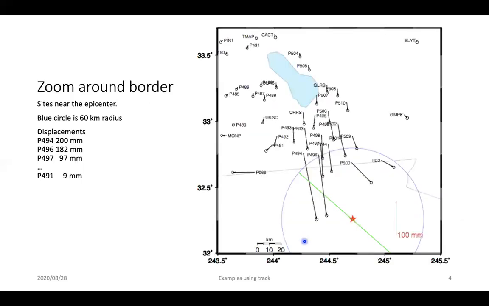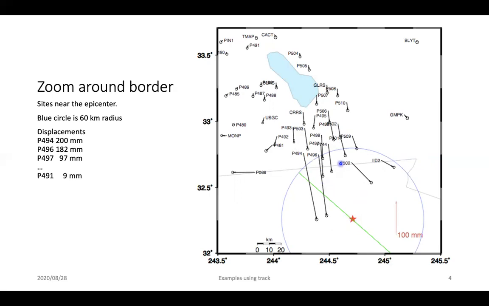So let's introduce you to the earthquake itself. This is the California-Mexico border here. This is the Salton Sea, for those of you who are familiar with the area. And the earthquake occurred here about 50 kilometers or so inside Mexico in Laguna Salada, or just to the east of Laguna Salada.